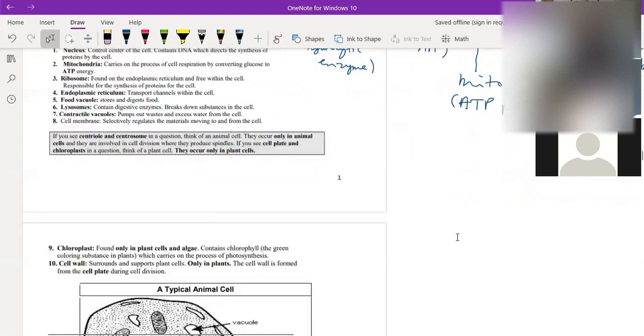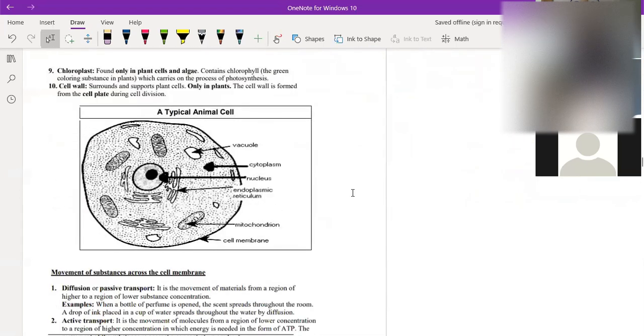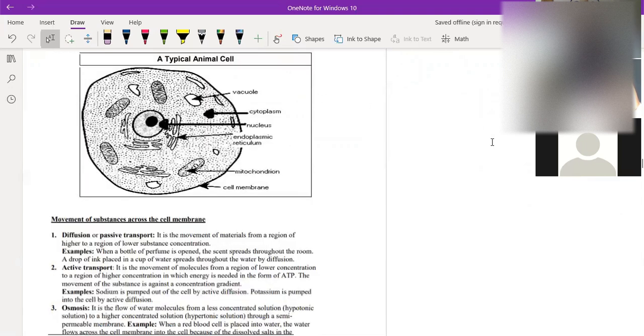Okay. So point number 9, chloroplast. We have said that already, found only in plants and algae, contains chlorophyll, which is the green coloring substance in the plant, and carries out photosynthesis. Then we mentioned cell wall. I talked about that already, only in plants. The cell wall was formed from the cell plate during cell division. All right. So all that I described is what I was talking about, a typical animal cell.